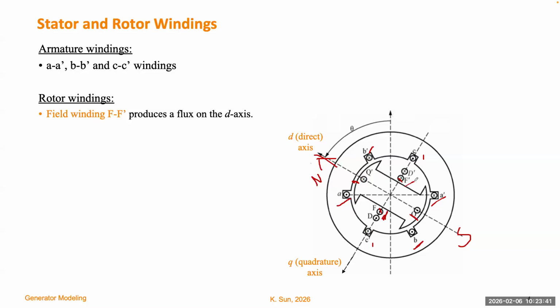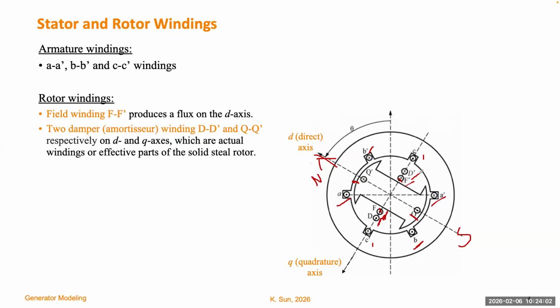We may also model another winding, which is the damper winding in the d-axis. So we draw this capital D next to capital F, which is in parallel with the field winding, and the D prime is here. Those are all we need in the d-axis for the cylindrical rotor generator, and we also need to have the damper winding in the q-axis.